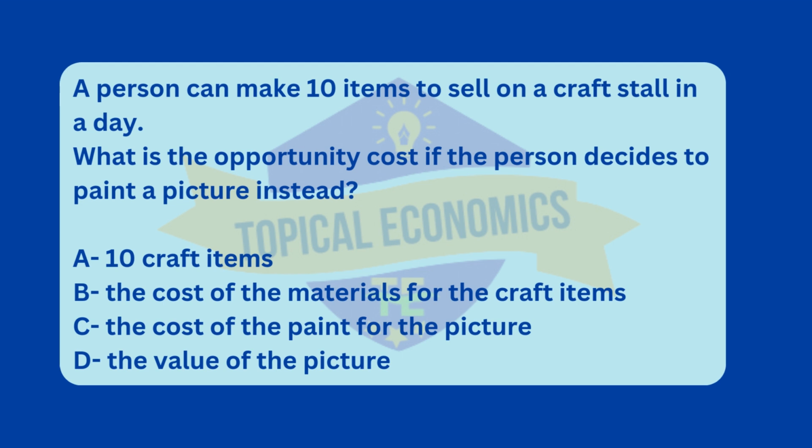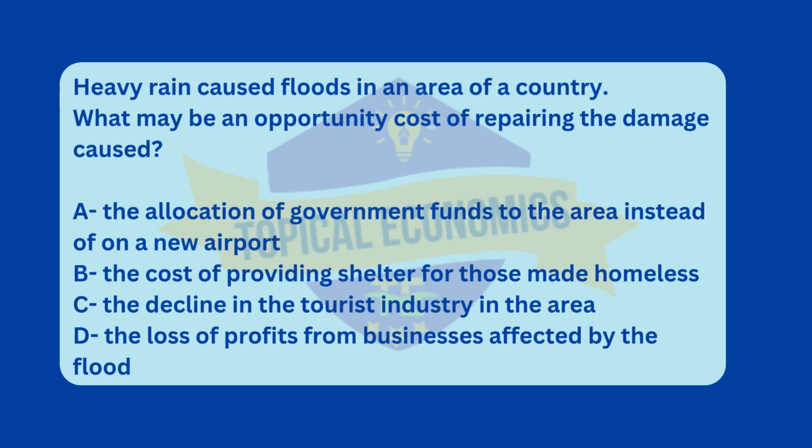Lastly, option D. The value of the picture is incorrect because the value of the picture is the benefit derived from painting the picture, but the opportunity cost refers to the benefit lost by not choosing the alternative, making the 10 craft items. The value of the picture is not the opportunity cost, it's what the person gains by painting the picture.